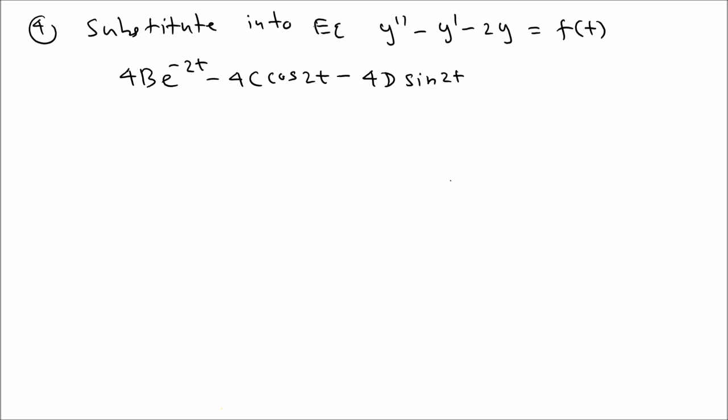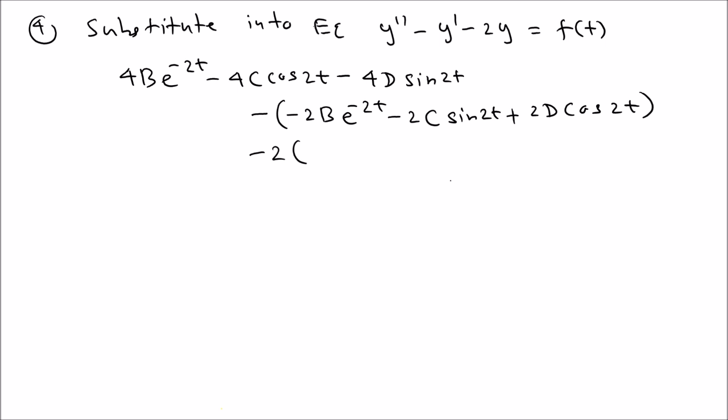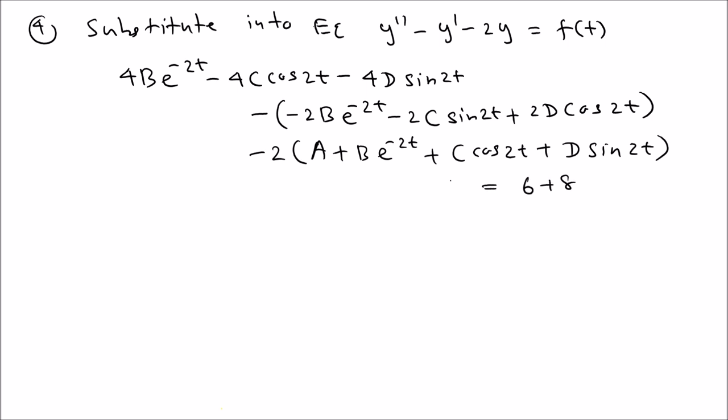Now we go with the first derivative term. It's a minus: negative 2B e to the negative 2t minus 2C sine 2t plus 2D cosine 2t. And then the y term, which is negative 2 times y, which is A, that's the longest term: 2 times A plus B e to the negative 2t plus C cosine 2t plus D sine 2t, which equals f(t), which is 6 plus 8e to the negative 2t minus 4 cosine 2t. Good, that's the expression we get.